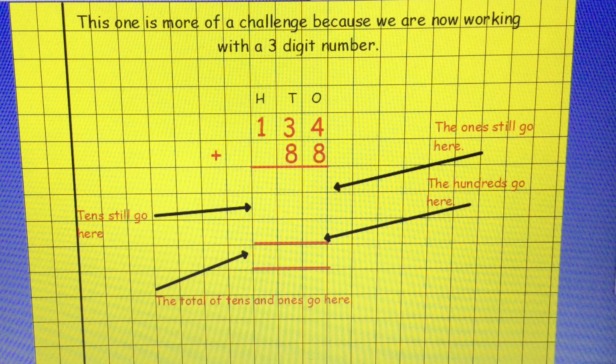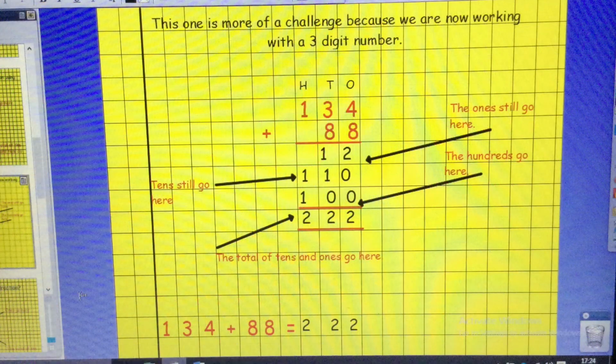Here is one for you to have a go at home. It is more of a challenge because you're working with a 3-digit number. But pause the video now and have a go. Good luck! And your answer to 134 plus 88 is 222.